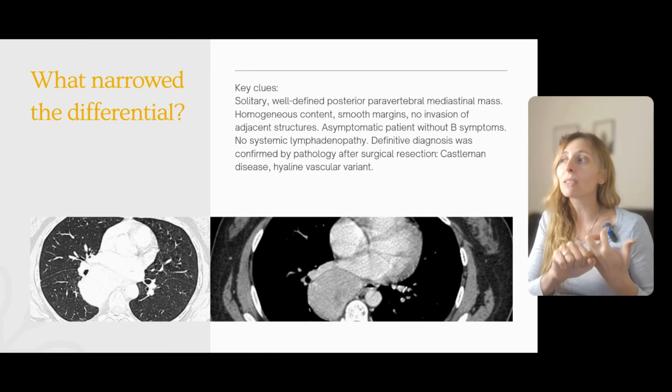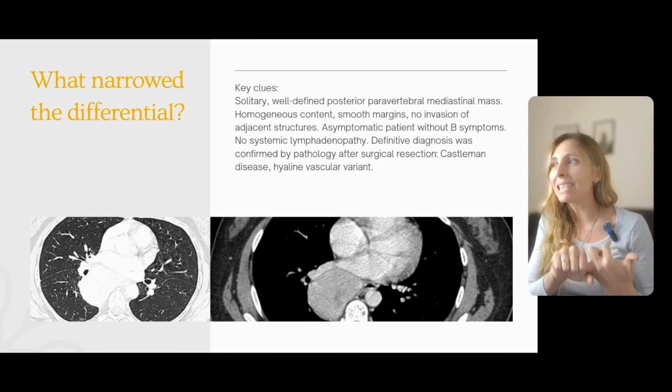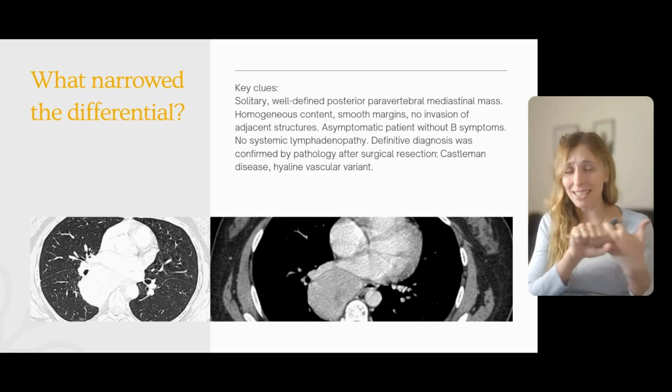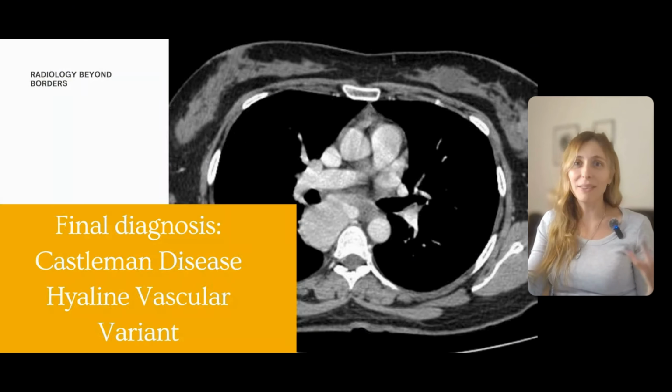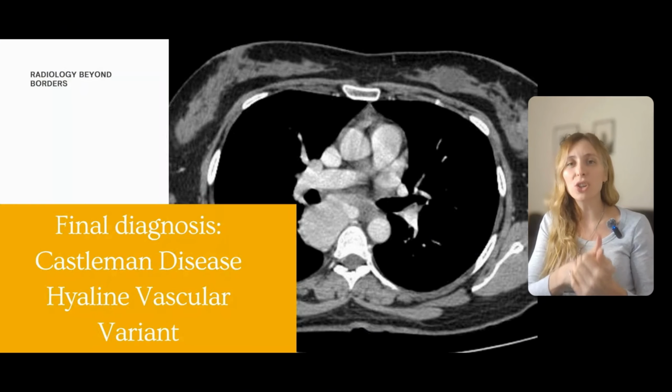Definitive diagnosis was confirmed by pathology after surgical resection, and the patient had Castleman disease, a hyaline vascular variant. So this was the final diagnosis. We were shocked. To be honest with you, we were certain that this was a paraganglioma.